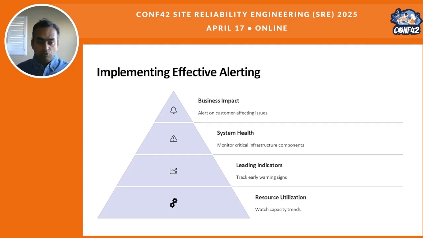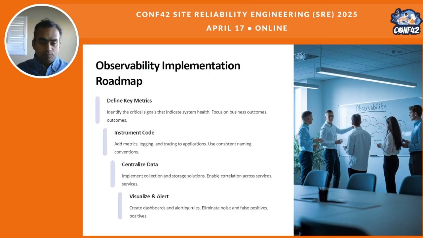After going through all these concepts, you might wonder, how do we go about it? And how do we set ourselves up for success when actually implementing these observability measures throughout the system? So the observability implementation roadmap looks something like this. It starts with defining key metrics that identify critical signals indicating system health, while keeping focus on business outcomes.